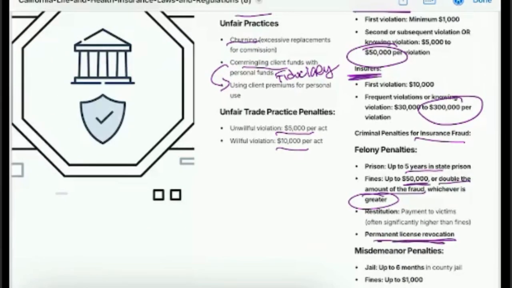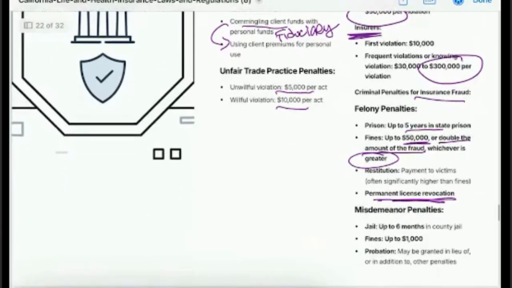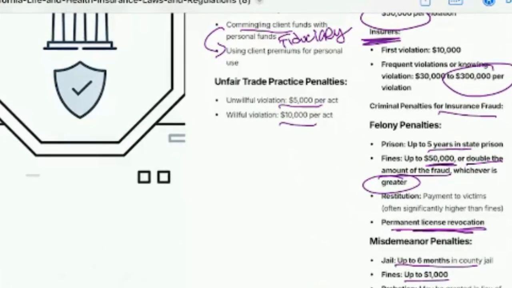And if it was up to 6 months in a county jail, and fines up to $1,000 may be granted in lieu of or in addition to other penalties, right? So fraud can be with or in addition to them.